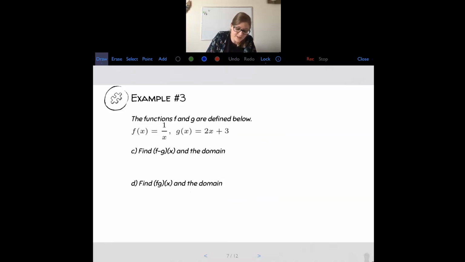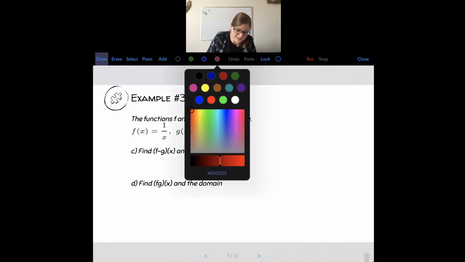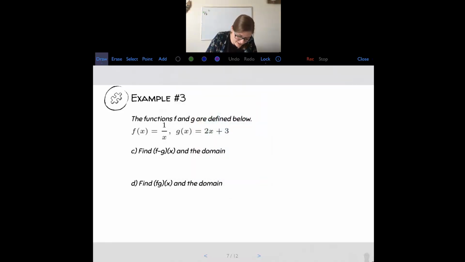When you're doing subtraction, you want to be very, very careful. You're subtracting the entire g function, so I recommend putting it in parentheses, because the subtraction is going to distribute to the 2x and to the 3. So this is 1 over x minus 2x minus 3. We don't really need to simplify anything here, but we do need to figure out the domain.